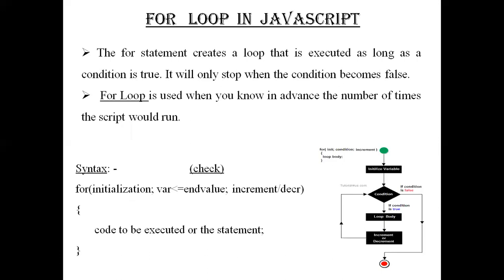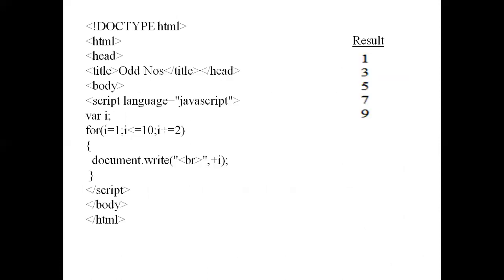So here we have the first program, odd numbers. It starts with exclamation doctype HTML, html, head, title. You give the name of the program only. This program is written in JavaScript to display the odd numbers. So title is given, title close, head close, body. This part is the JavaScript part. Here you have script language is equal to JavaScript.